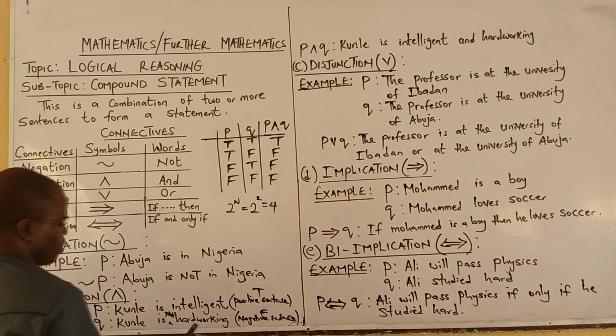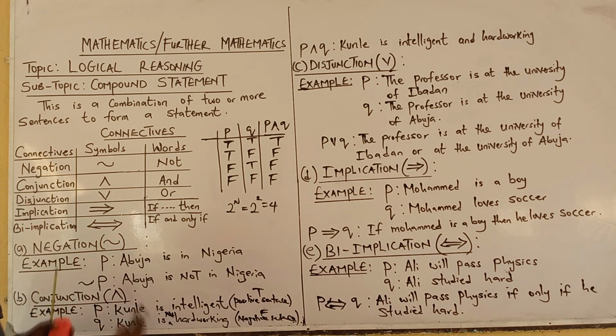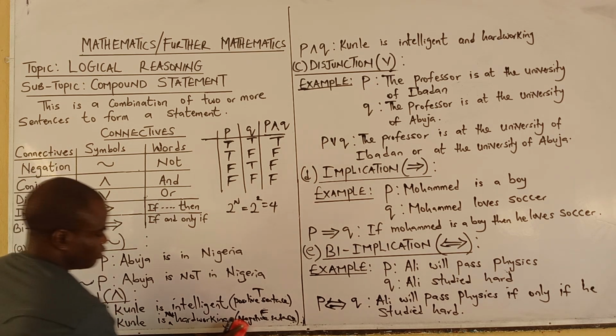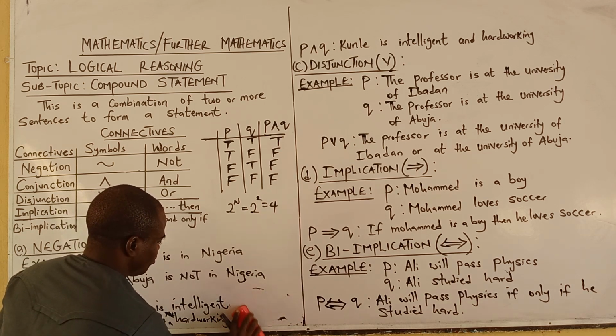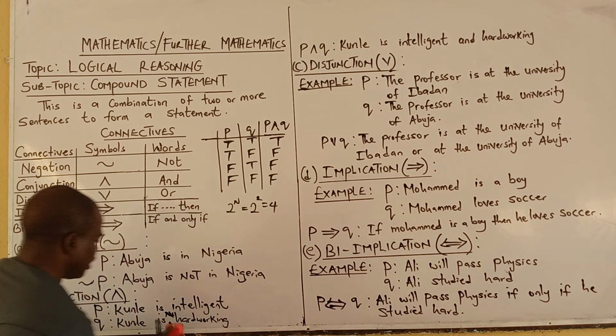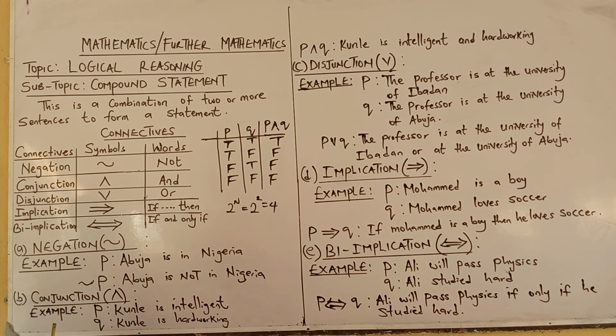Now let's see true and false, we make it false. True and false, we make it false because it's and that joins them together. And if it is Kunle is not intelligent and also is not hardworking, that means false, false, we make it false.